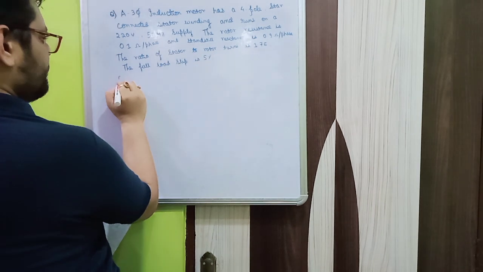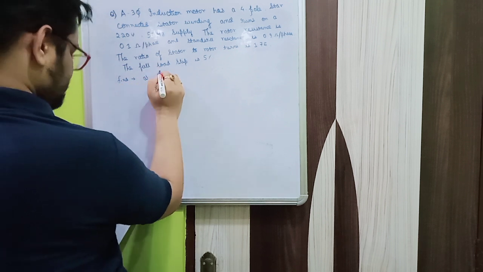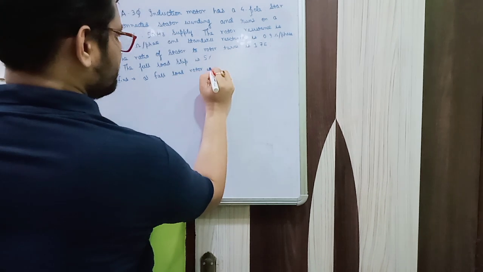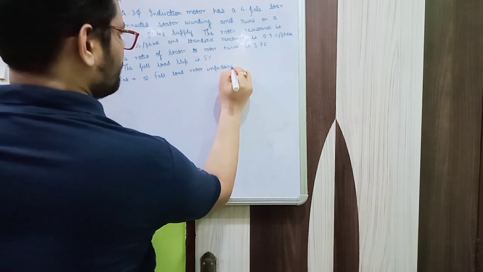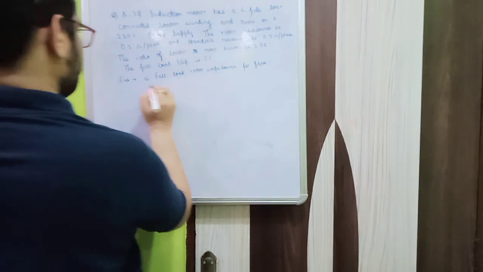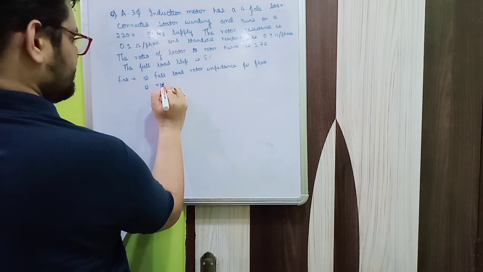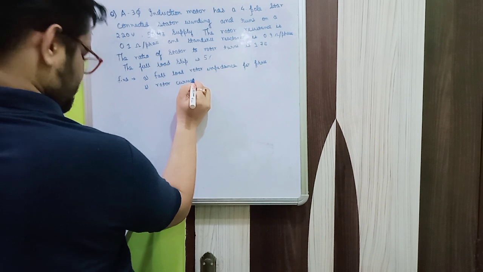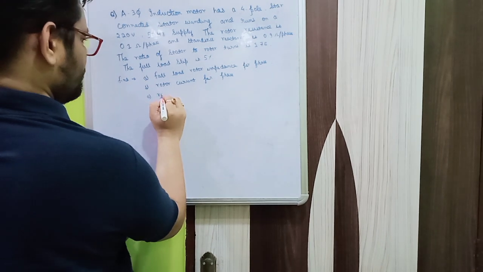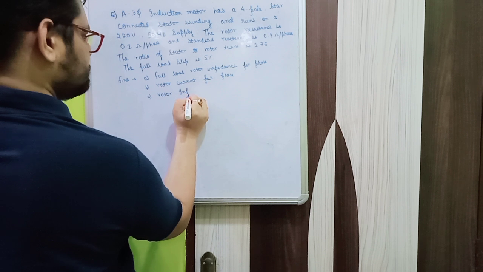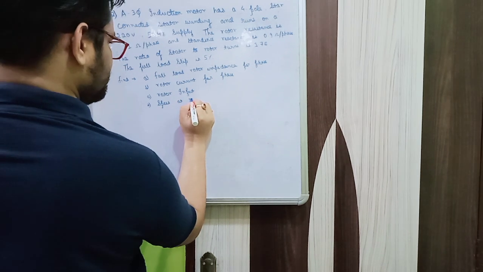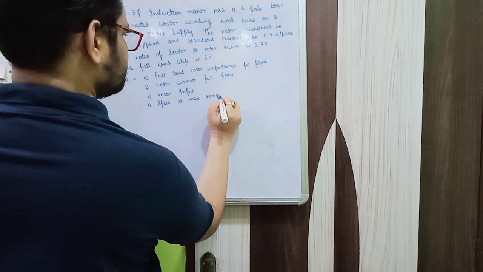So what we have to find: A, the full load rotor impedance per phase; B, the rotor current per phase; option C, the rotor input; and option D, the speed at maximum torque. So this is the question.